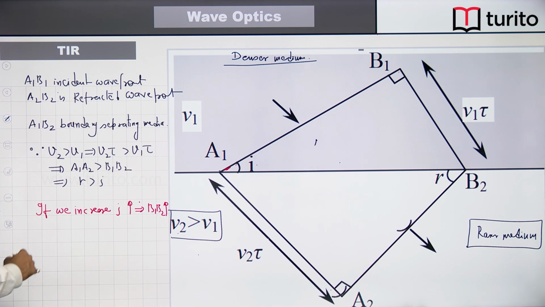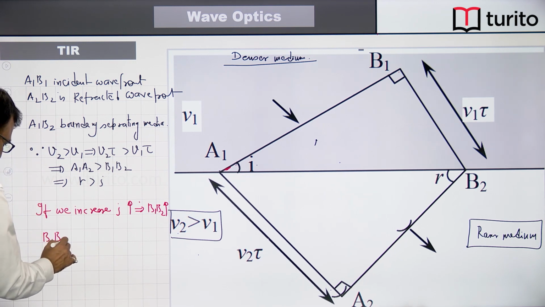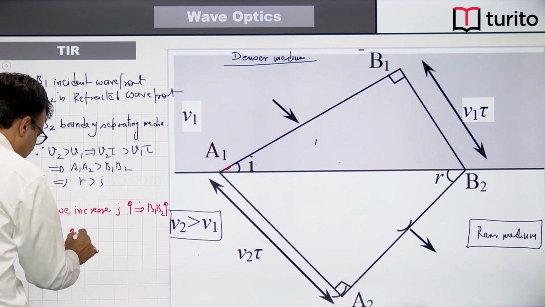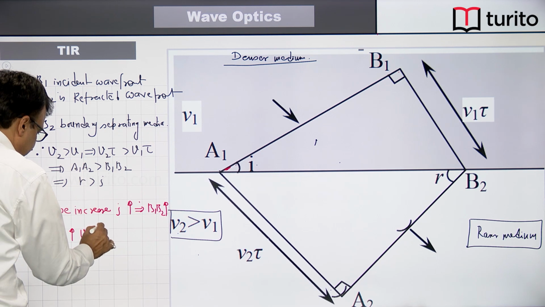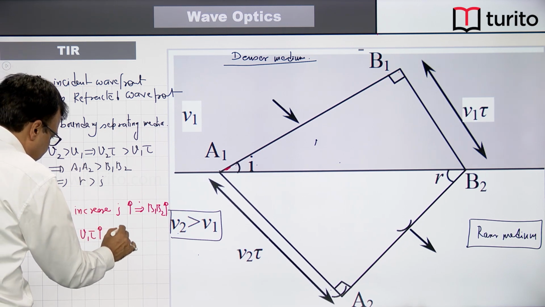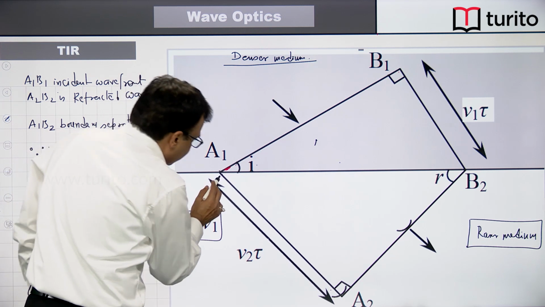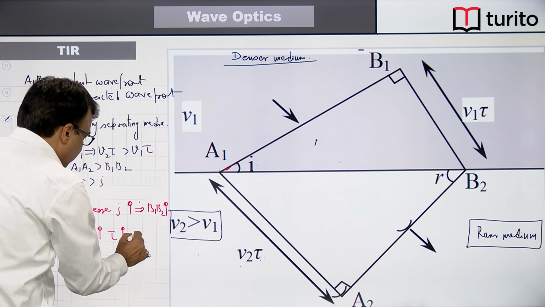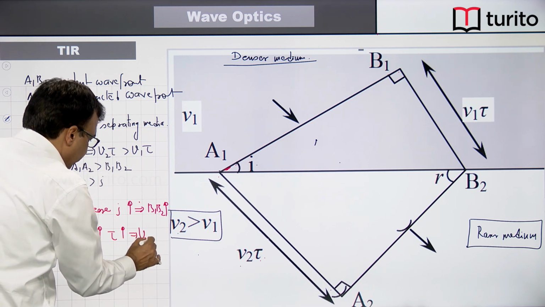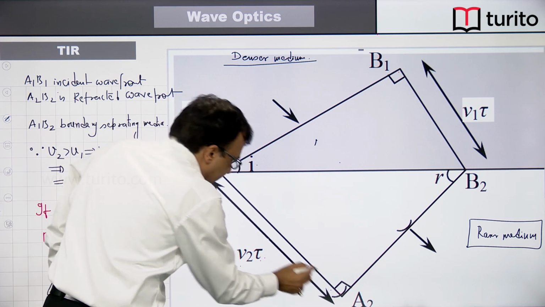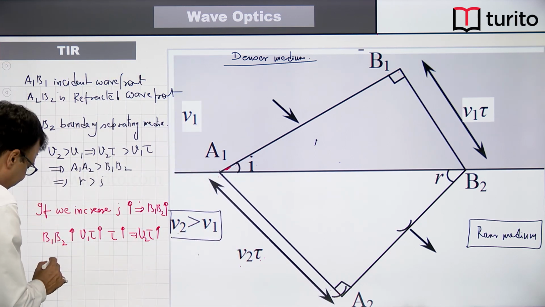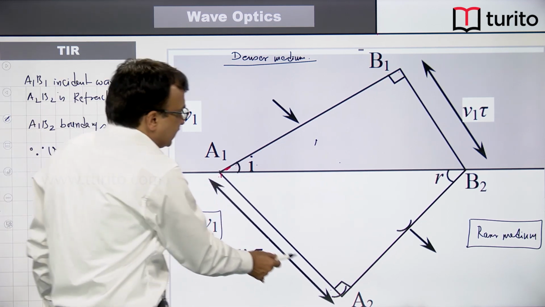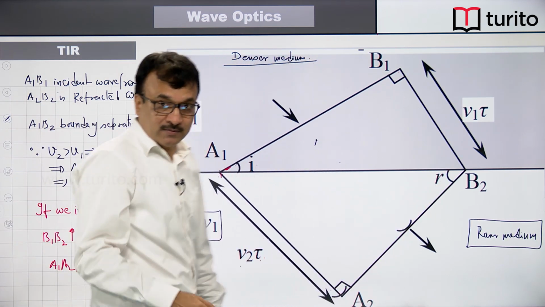If distance B1 B2 increases, it means that v1 tau increases. It means that tau increases, and if tau increases, this distance also increases, v2 tau. If t increases, v2 tau increases. If this distance increases, it means that A1 A2 increases. And if A1 A2 increases, it means that r increases.